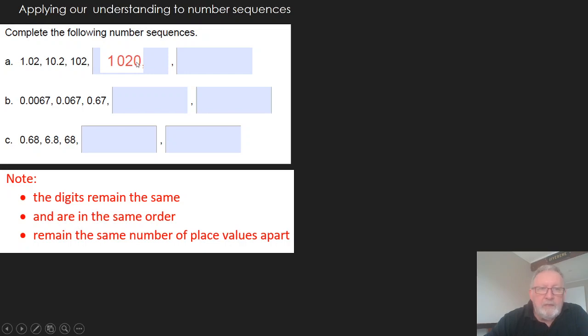They are the same digits and they are the same number of place values apart. The 1 is followed by the 0 is followed by the 2. However, to move it one place value larger, we had to have another 0 holding that place. 1020 and then 10,200.